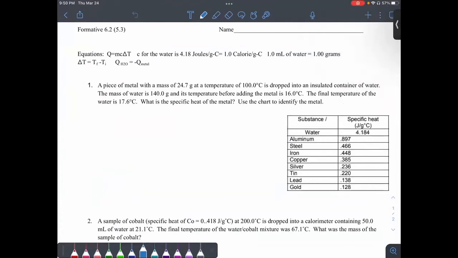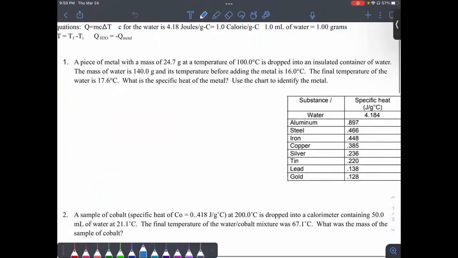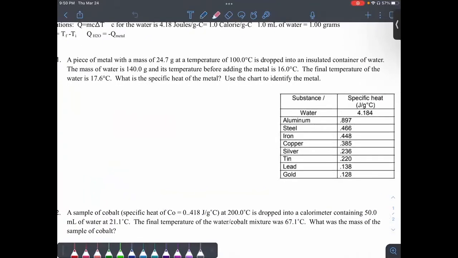Ladies and gentlemen, we're going to go through real quick and just talk about that formative that you guys took on Tuesday, okay? So if we take a look at this first question, it says a piece of metal, an unknown metal with a mass of 24.7 grams, is at a temperature of 100 degrees Celsius, right? And it was dropped into an insulated container of water. Hint, that might be something like a calorimeter.